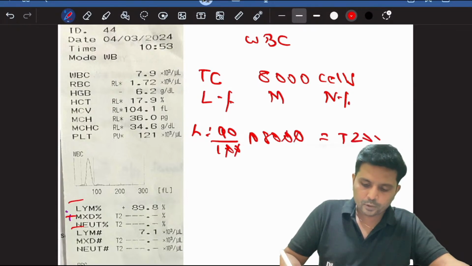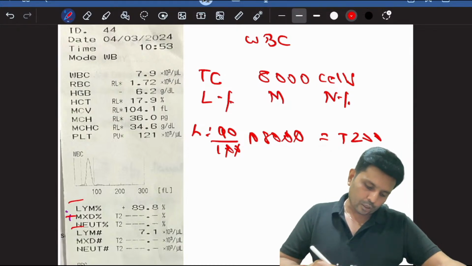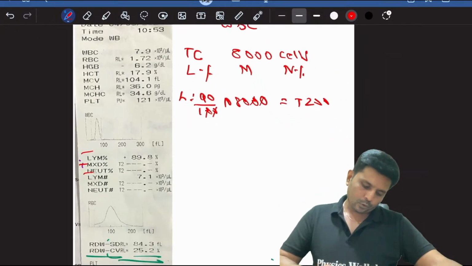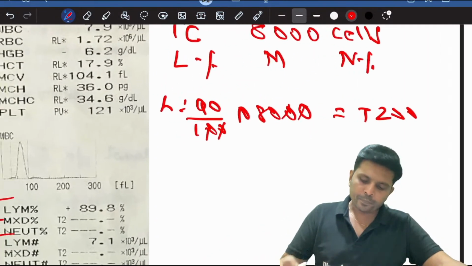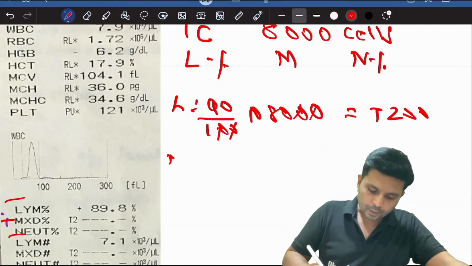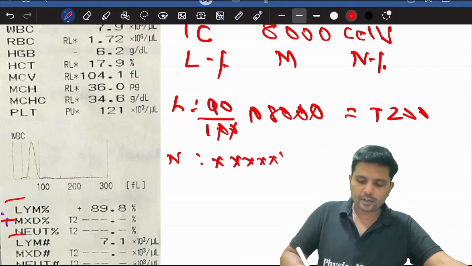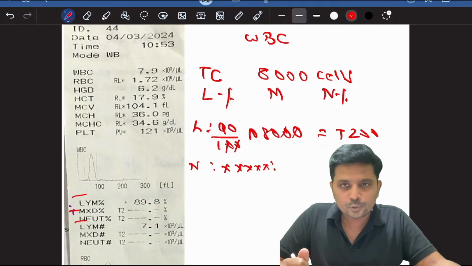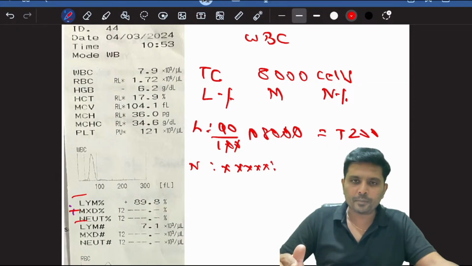Absolute lymphocyte count is somewhere around, what is the total count? Let me say once again. So where is the total count? WBC 8000. So this is 7200 cells per cubic millimeter. And neutrophil cannot be read. So here the total count is 8000. The lymphocyte is 7200 cells per cubic millimeter.